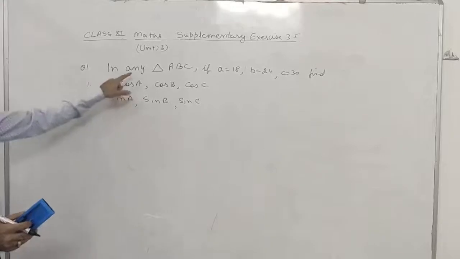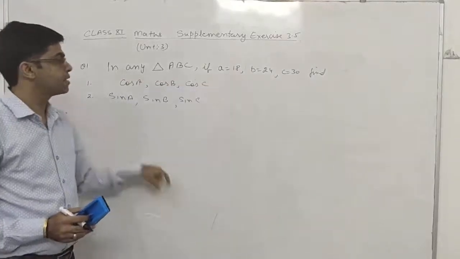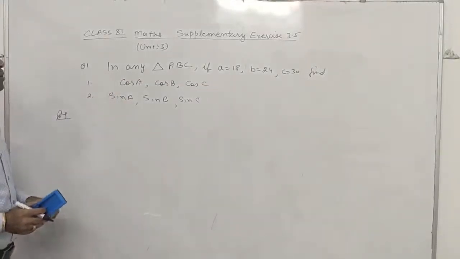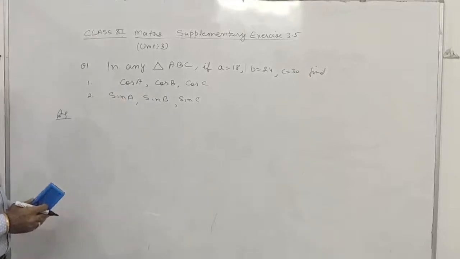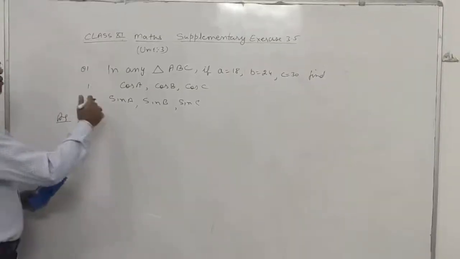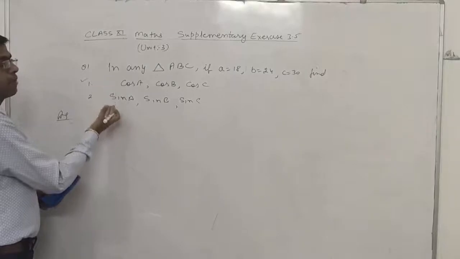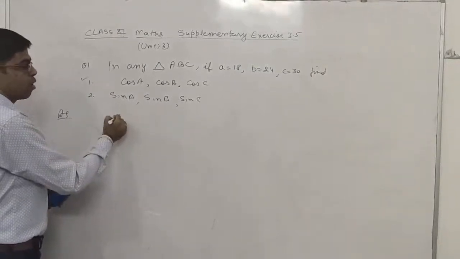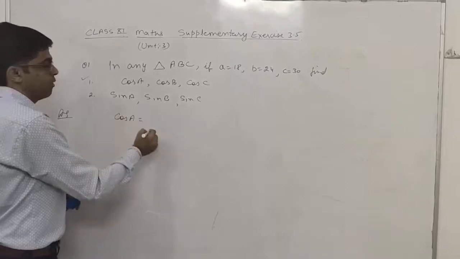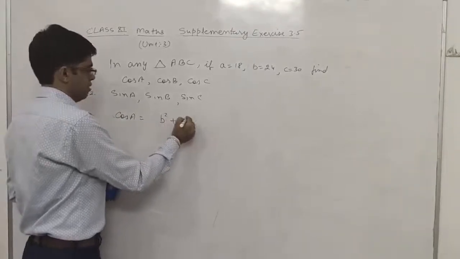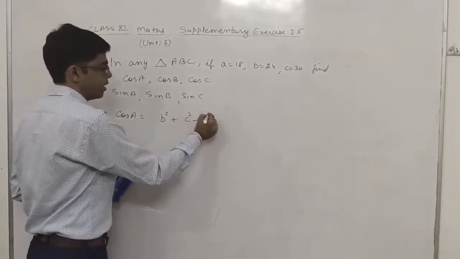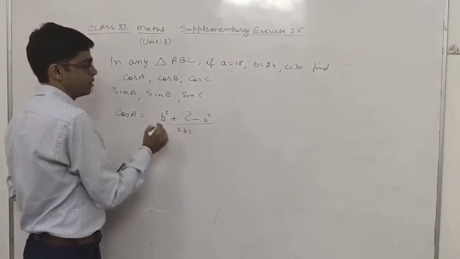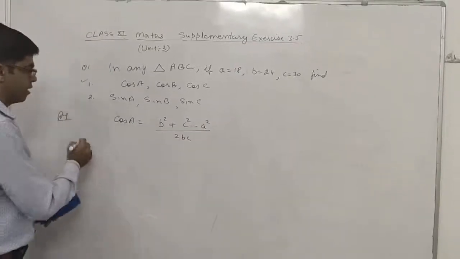The first question is triangle ABC. Sides are given in this. First part is cos A, cos B, cos C, we have to find. Second is sine A, sine B, and sine C. So we will do the first part, and with the help of first part, you can easily do the second part. So the formula of cos A will be b square plus c square minus a square upon 2bc. This is the formula using cosine law.